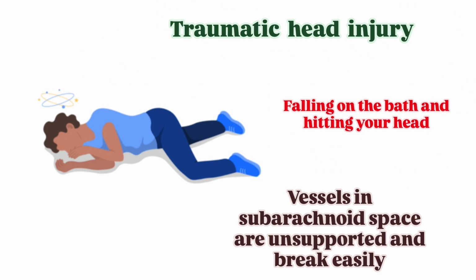Traumatic head injury is an important factor in subarachnoid hemorrhage. Falling in the bath and hitting your head is an important cause, because the vessels in the subarachnoid space are unsupported and can break easily.